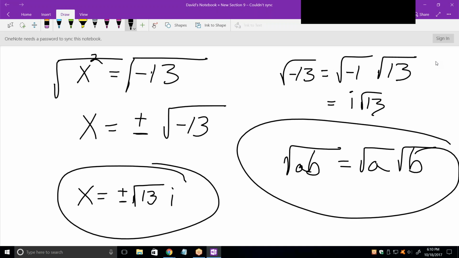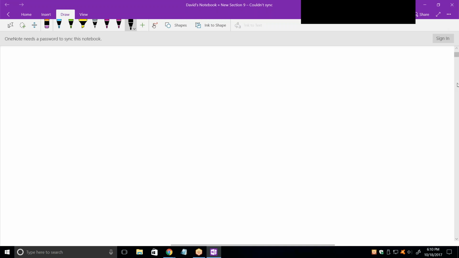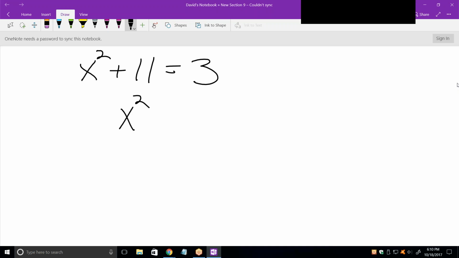All right. Okay. What else do we got? Okay. x squared plus 11 equals 3. First step? I'm trying to get the x on its own. Yeah. Which means, let's first of all get the x squared on its own by moving that 11 to the other side. So that's the first step. All right. Now what?